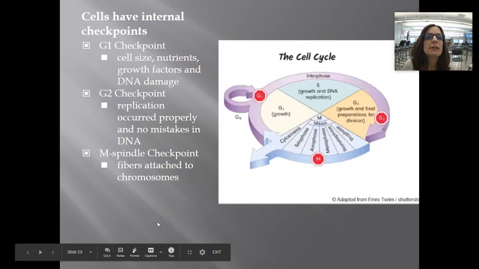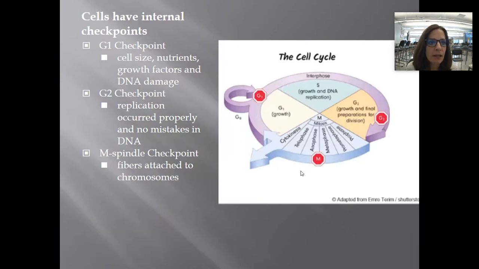Okay, so let's talk about how the cell knows how fast to divide, right? Because eventually we'll talk about problems. So there's different checkpoints in the cell cycle. So at the G1 checkpoint, so you can add this to your cell cycle drawing, the cell is going to check to make sure it's the same size, it has enough nutrients, it's got the growth factors, and then is there any damage to the DNA?